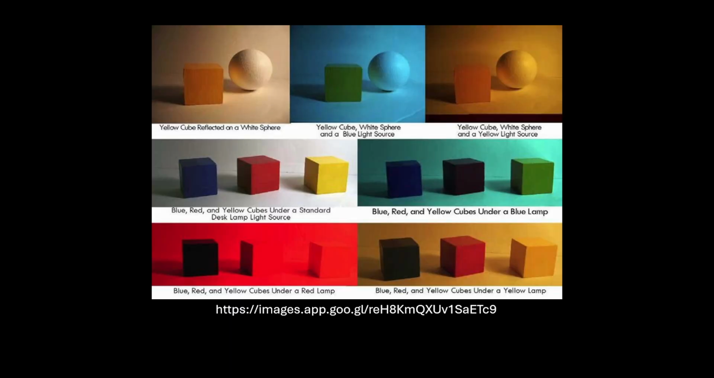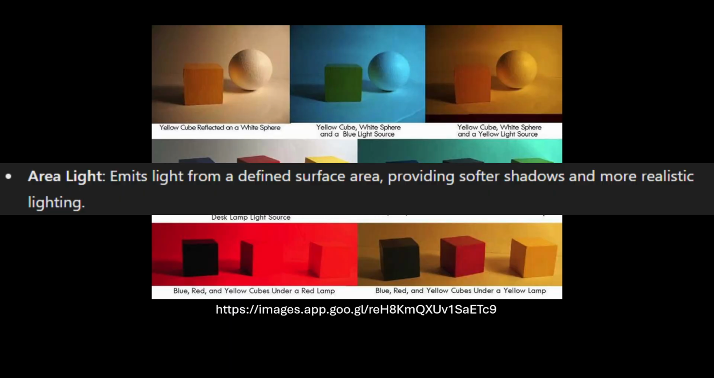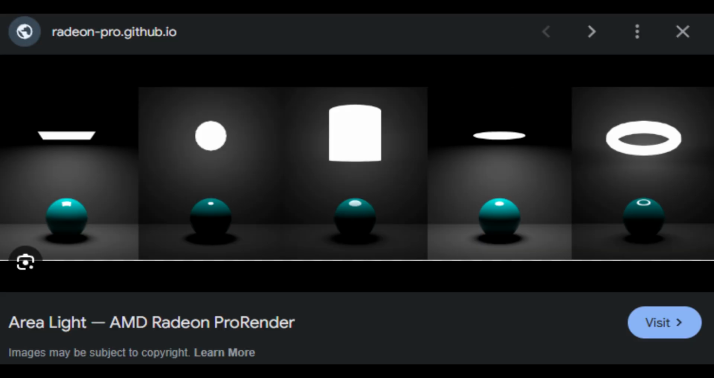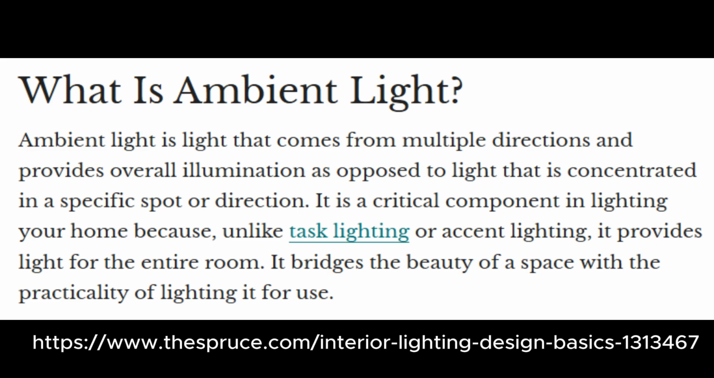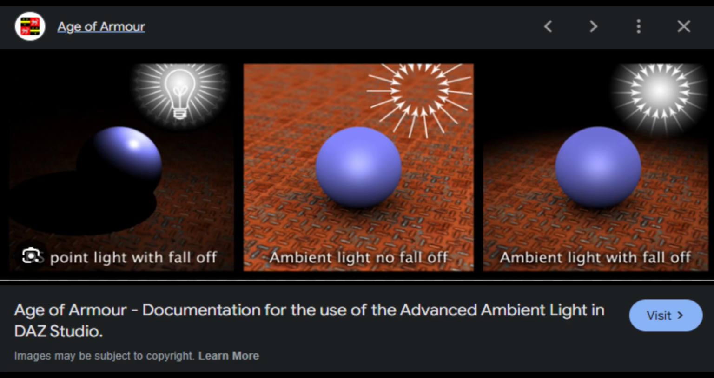Next one is area light. This area light emits light from a defined area or surface, producing softer shadows and more realistic illumination, for example, a window or a TV screen. Next one is ambient light. It provides a base level of illumination, simulating light scattered in all directions, for example, indirect light in a room.